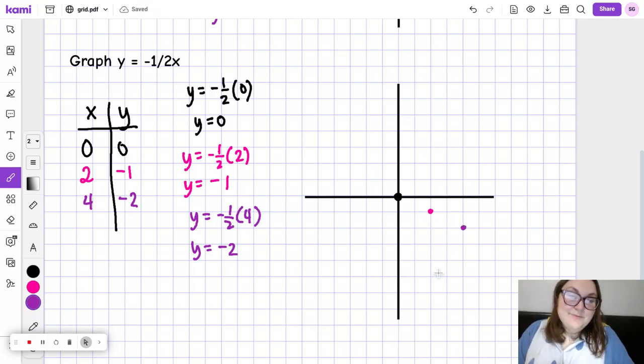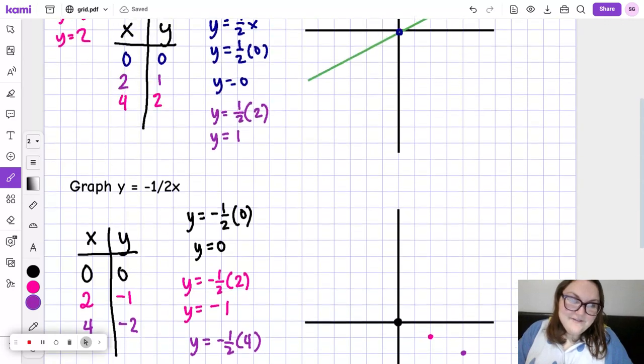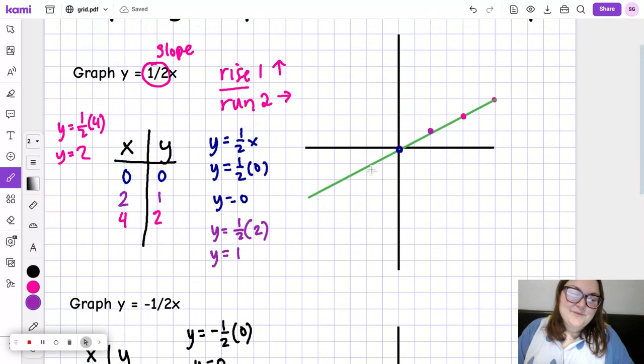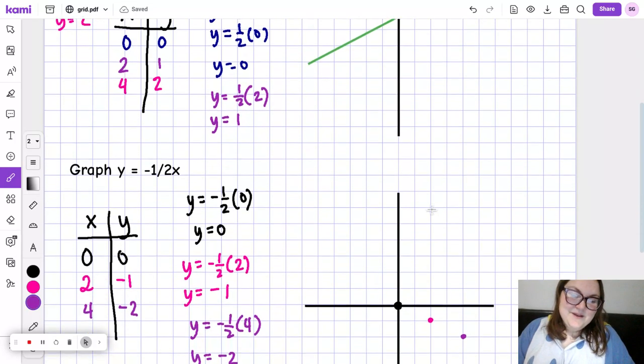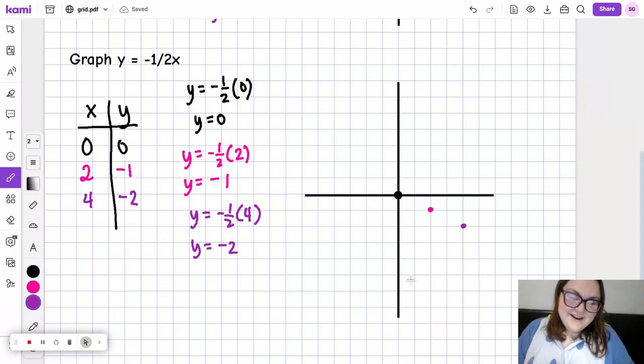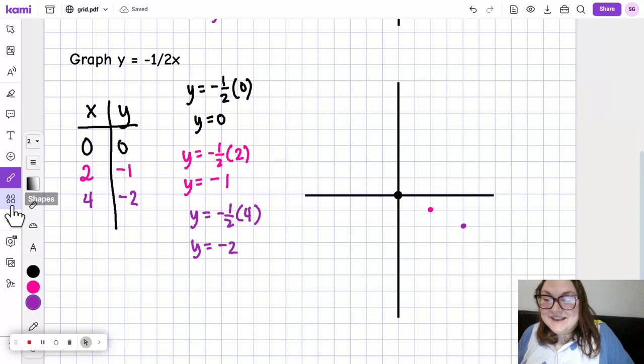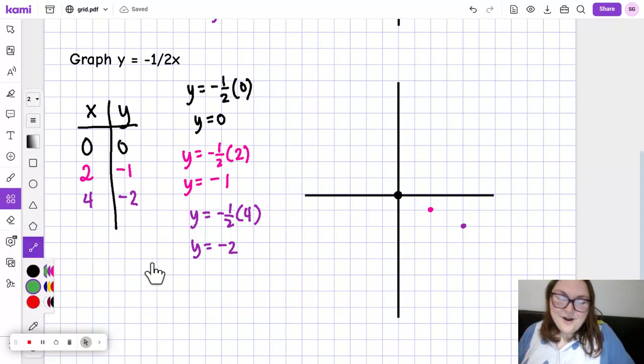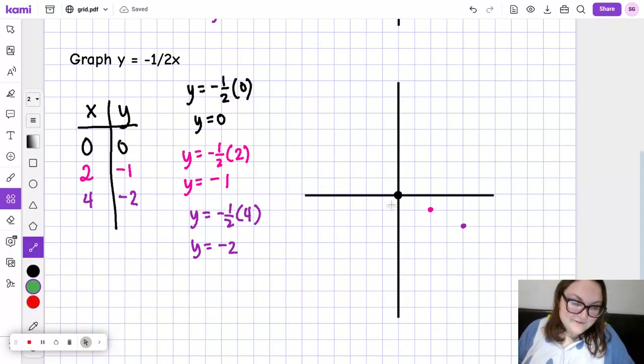And one of the things you might notice if you compare this graph to the one above it is the one above is going up. We said it was going to go up 1 and over 2 every single time. But if I look at where the points here are landing, that line is going down. And so the biggest difference we are going to see when we graph slopes with negative numbers is those lines are always going to go down. From left to right on our graph, it's going to be going this direction.